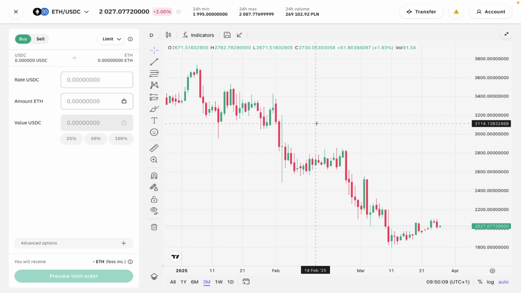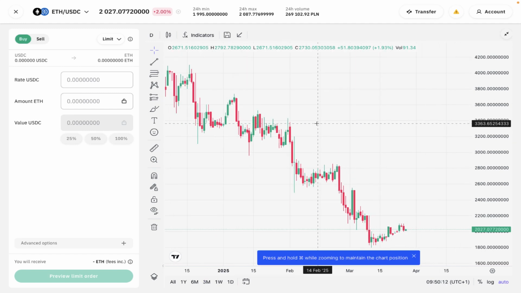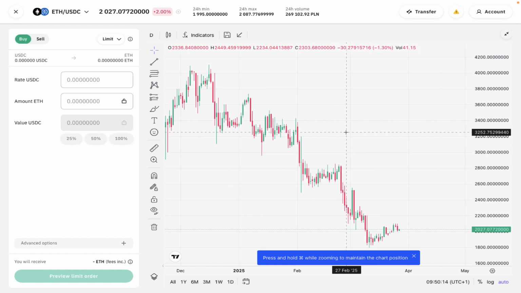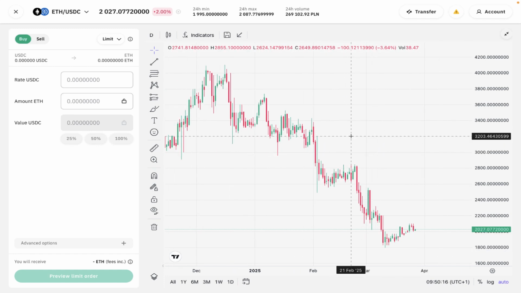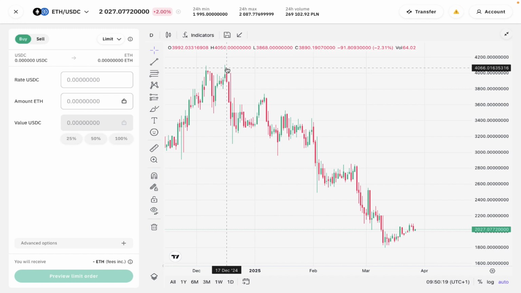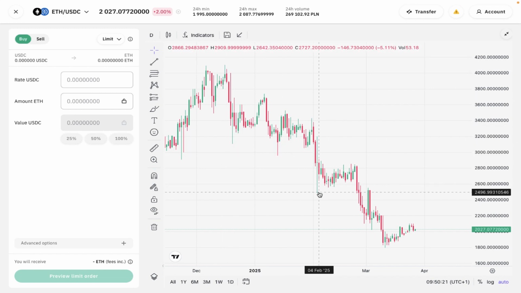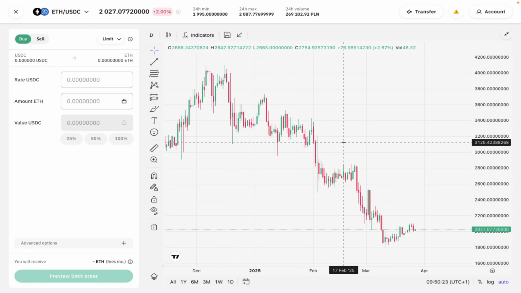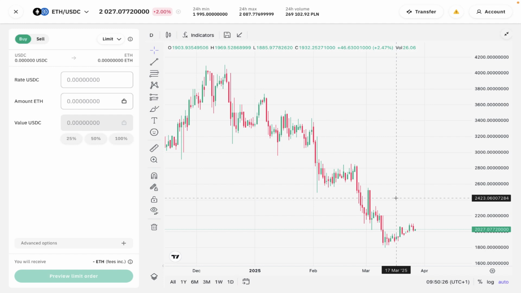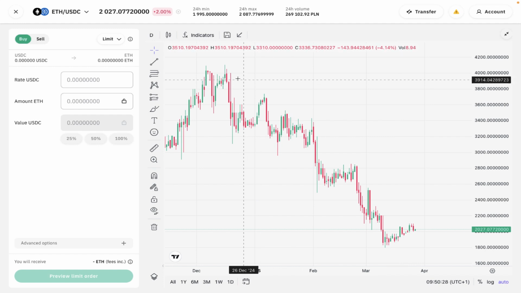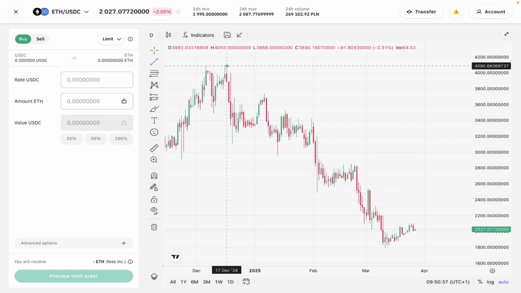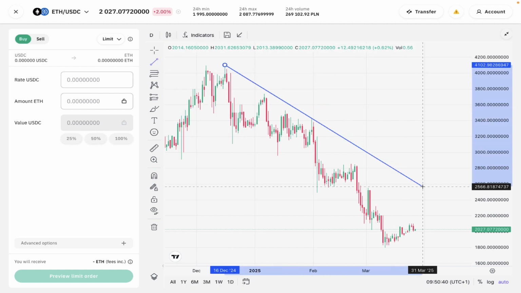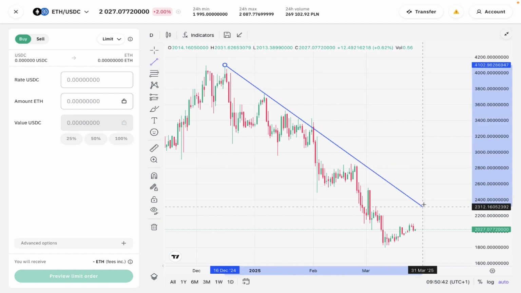For everyone who knows the basics of technical analysis, it's quite obvious right now that this series of lower lows and lower highs is a textbook example of the downtrend. So since the highs of 4,100, the market is in the downtrend. Now what we are looking for are clues that the downtrend might be done and the uptrend is in progress.